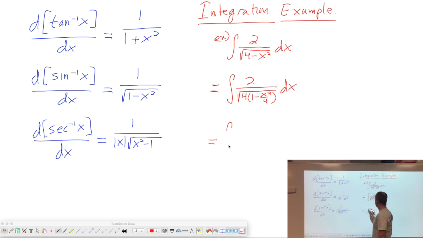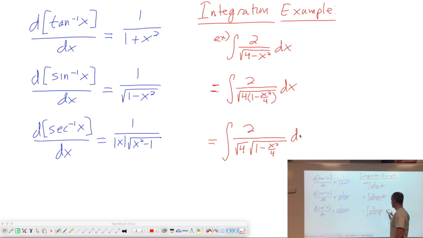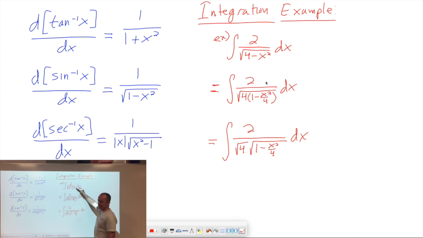I hope it's not a shock to you at this point in your mathematical development that if you have two things being multiplied under a radical, you can split them into two different radicals. So let's go back a step. I had 4 minus x squared. I didn't like that. This part looked a lot like the derivative of inverse sine, but it wasn't quite. I needed to get that 1 there. So I factored a 4 out of everything. Now I have my 1.